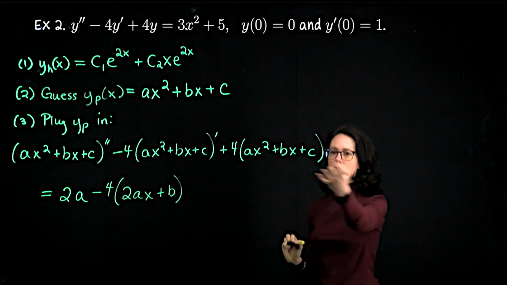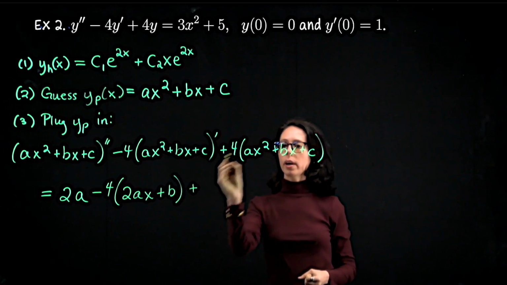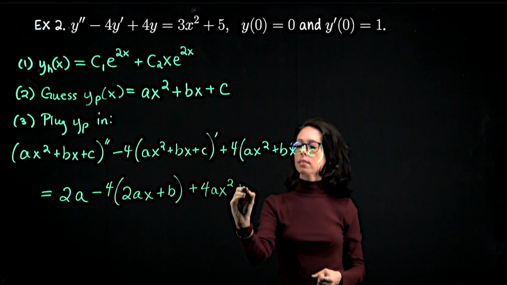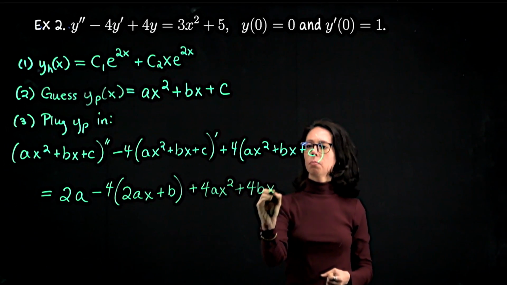And then let's go ahead and distribute here. We have 4ax squared plus 4bx plus 4c.